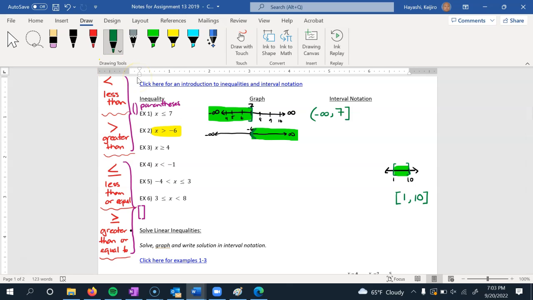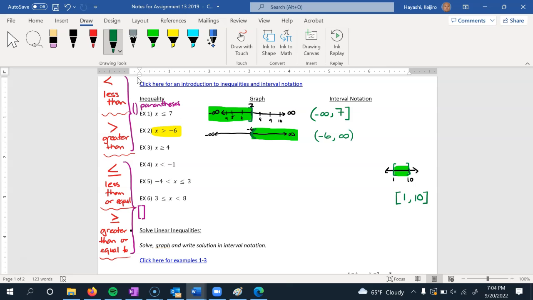Okay, so we got an interval that starts at negative 6. So parenthesis, negative 6, comma. Where does this interval end? Infinity. And is it going to have a bracket or parenthesis on that infinity? Bracket. Wait, why in parentheses? Infinity will always have a parenthesis. Negative infinity and infinity will always have a parenthesis on them.